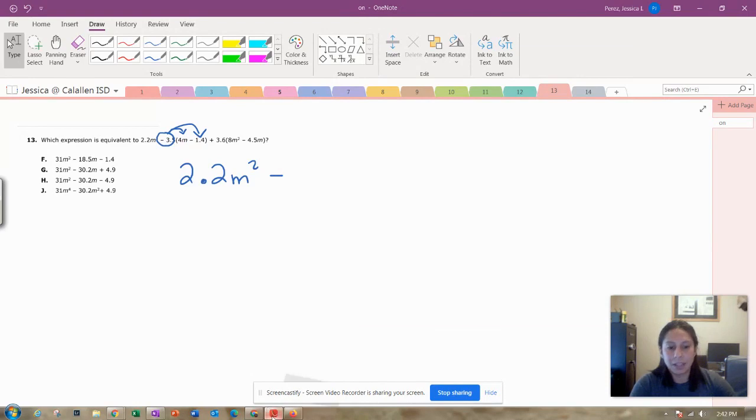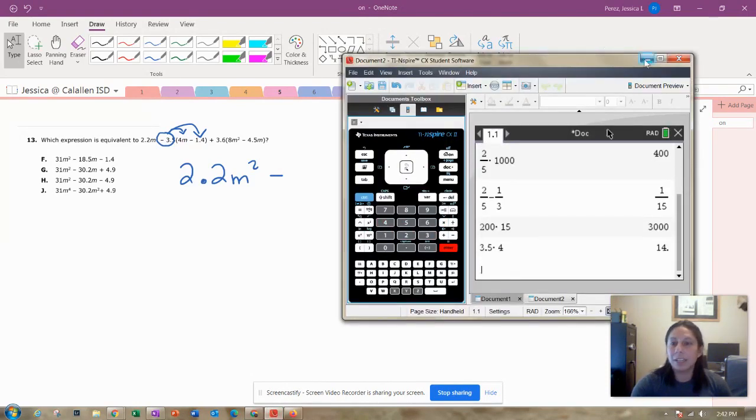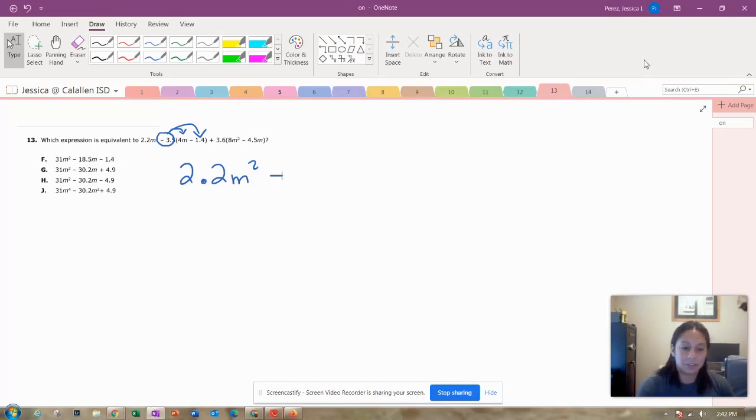So 3.5 times 4 gives you 14. So minus 14m. And then we have a negative 3.5 times negative 1.4, which is positive 4.9.